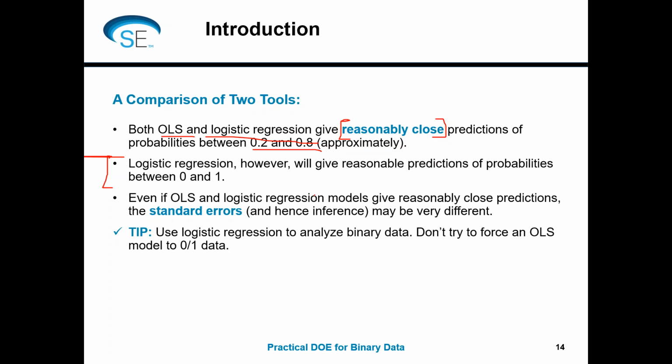And even if ordinary least squares and logistic regression models give reasonably close predictions, the standard errors, p-values, confidence intervals, and hence maybe the conclusion you reach, the inference, might be very different. So our tip is use logistic regression to analyze binary data. Don't take a tool that you know and love and try to force it into a situation that's not appropriate here.